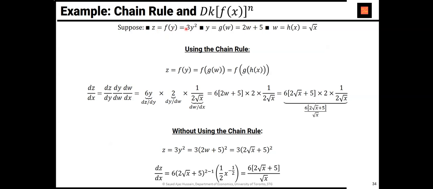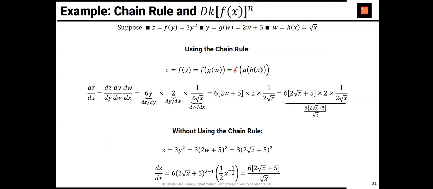z is a function of y, precisely 3y squared. y is a function of w, 2w plus 5, and w is a function of x, the square root of x. By using the chain rule, I want to find the change in z due to a change in x. I recognize that z is a function of y, which is a function of w, which is a function of x. So one way to do this, some people find it easier, I find it easier to first differentiate w with respect to x, then y with respect to w, and then finally z with respect to y.